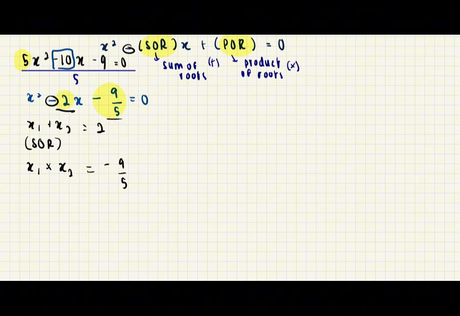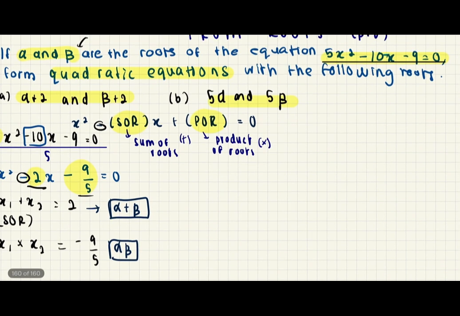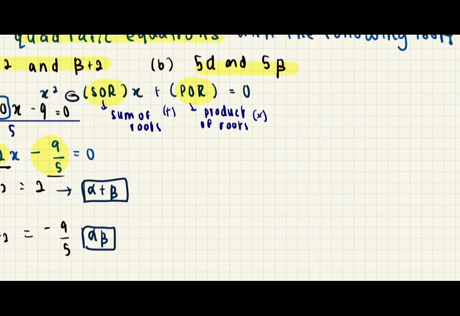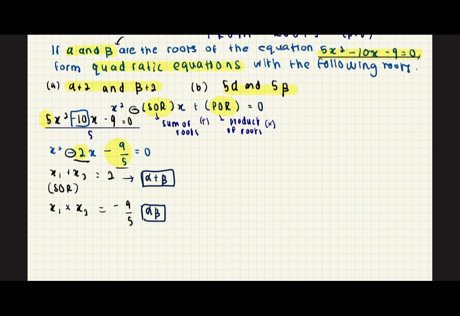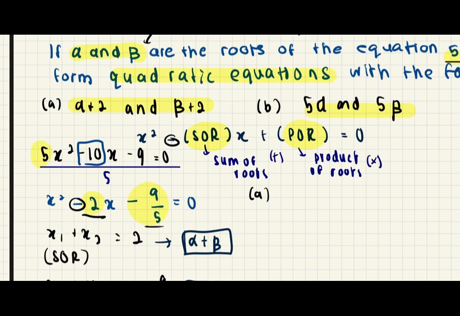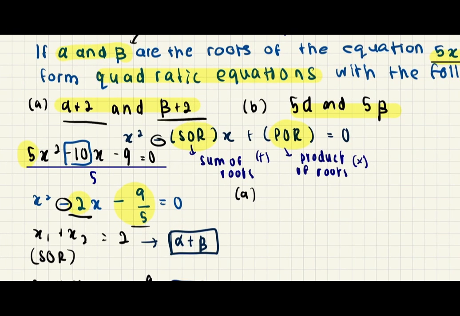So this is also equivalent to alpha plus beta, and this one is alpha beta. This is sum of roots because of adding up, and this is when you multiply. So you know what alpha plus beta and alpha times beta are. Now we can move to the questions. Alright, let's do this. We can do it. Okay, A. So the roots are alpha plus 2 and beta plus 2.